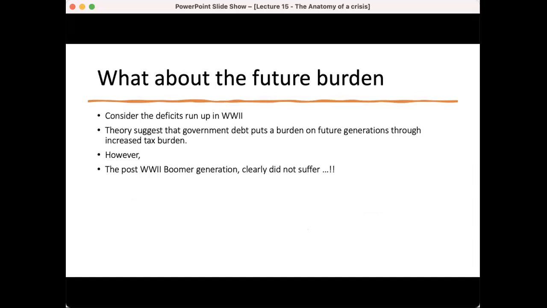So that deals with the future burden. Because if the central bank buys the bonds, there is no future burden. The stock of debt is really just an accounting entry.